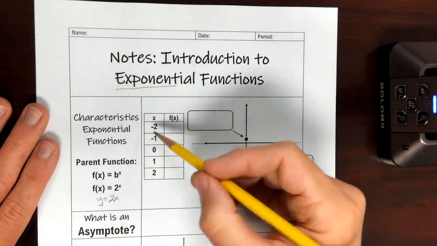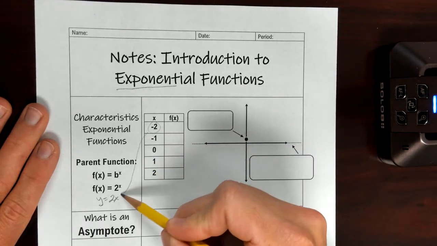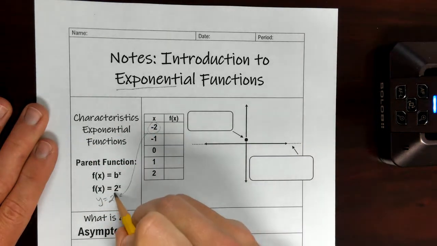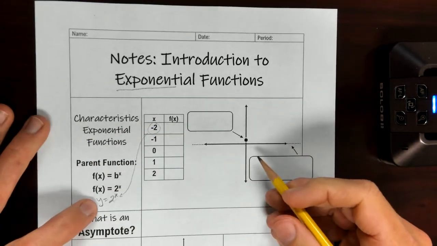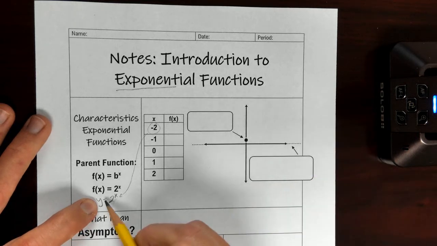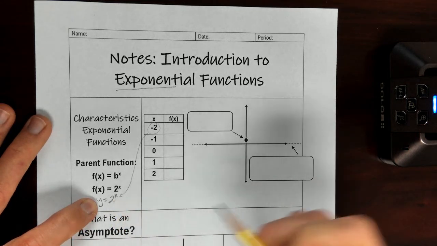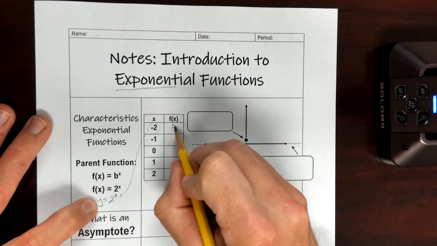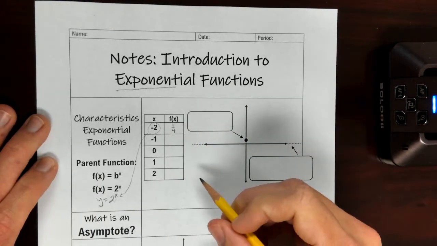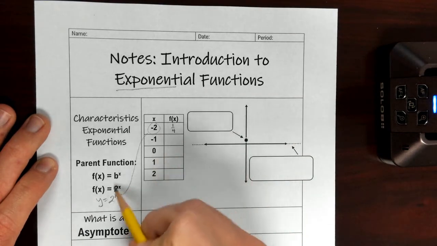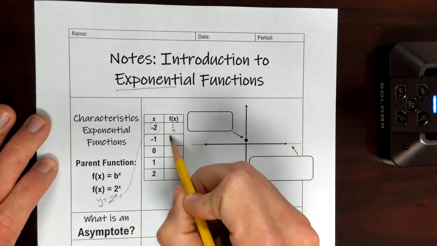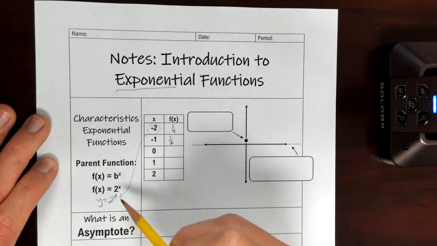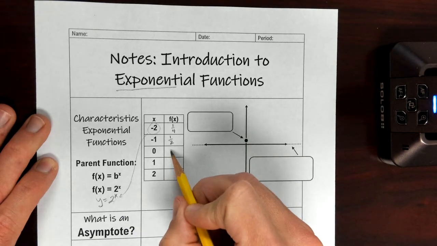So all I'm asking you to do is to take this value and plug it in place of x. So I'm plugging it into the exponent. For negative 2, I would have 2 raised to the negative 2 power. If you type that in your calculator, you're going to get positive 1/4, or 0.25. Same thing, I'm going to take this negative 1 and plug it in. That will give me 1/2. Take the 0 and plug it in, 2 raised to the 0. Anything raised to the 0 power, guys, is going to be 1.